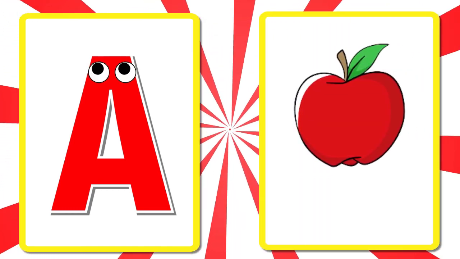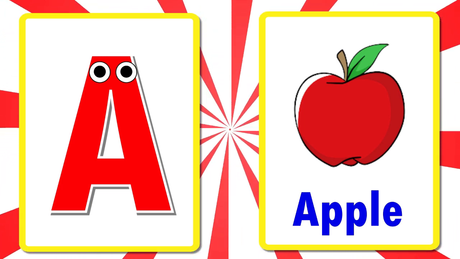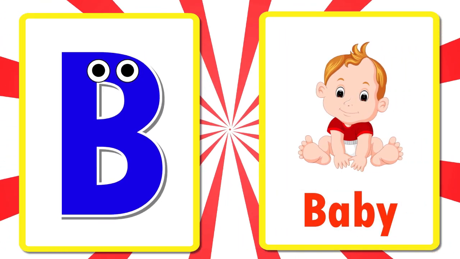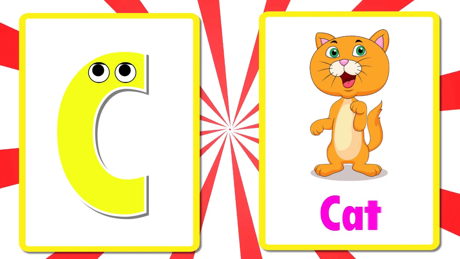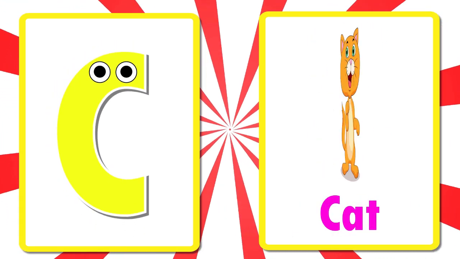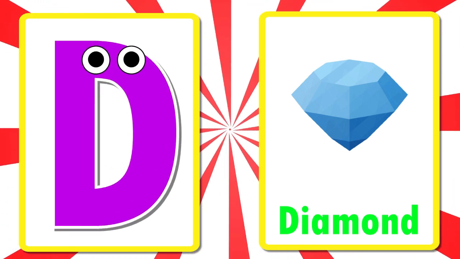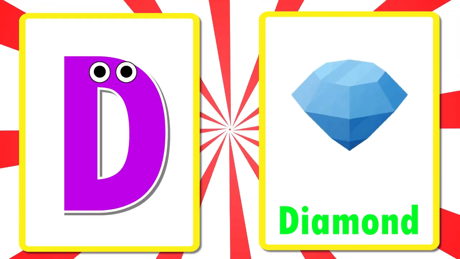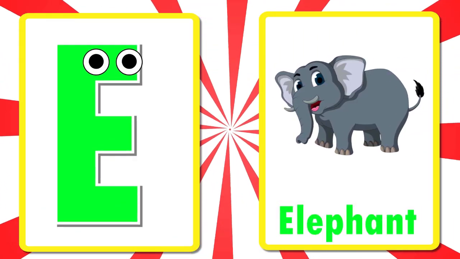A. A is for apple. B. B is for baby. C. C is for cat. D. D is for diamond. E. E is for elephant.